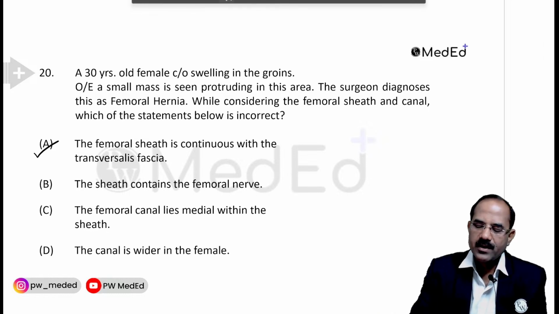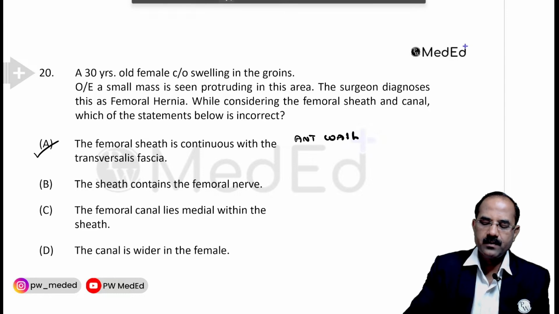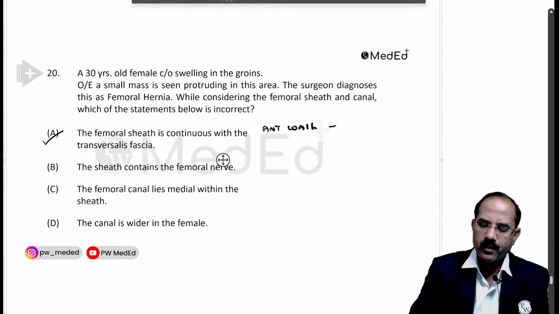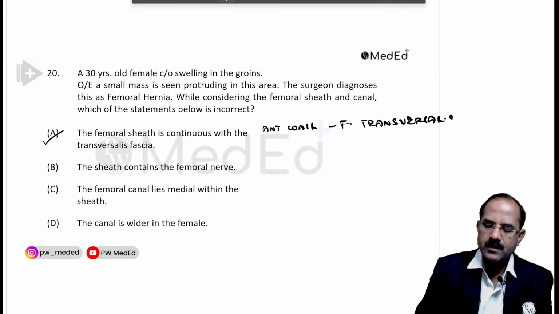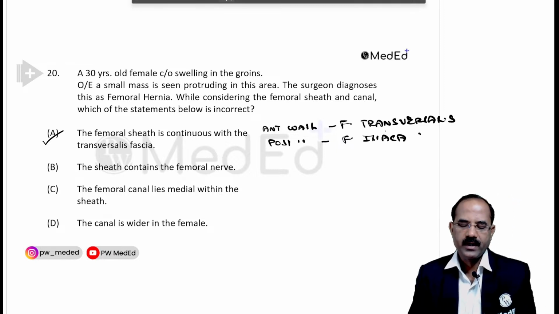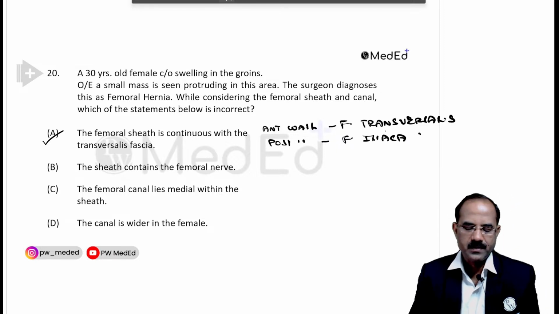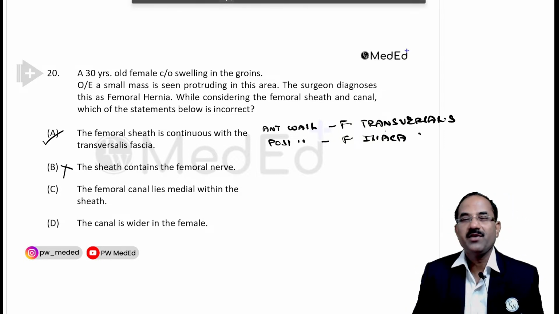That's correct. So, anterior wall of femoral sheath is formed by what, students? Anterior wall of femoral sheath is formed by fascia transversalis. And the posterior wall is formed by what? Fascia iliaca. The posterior wall is formed by fascia iliaca. Anterior wall is formed by fascia transversalis. The sheath contains femoral nerve. No, the sheath doesn't contain femoral nerve.